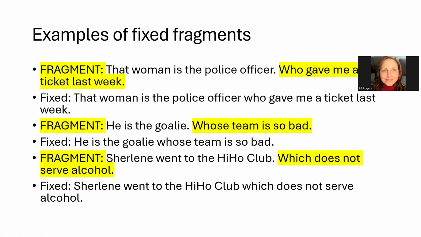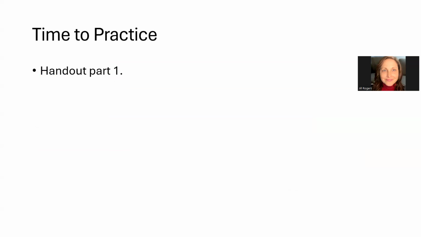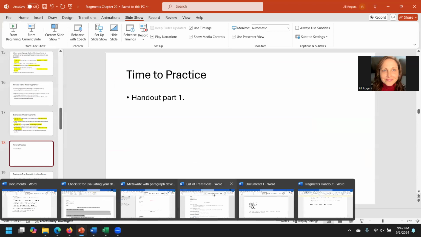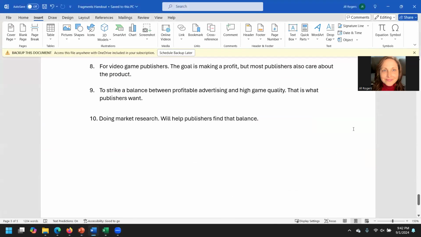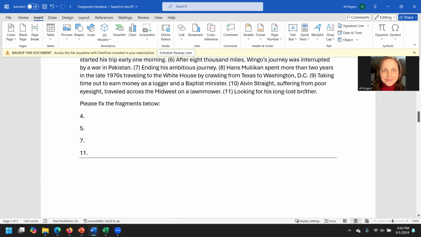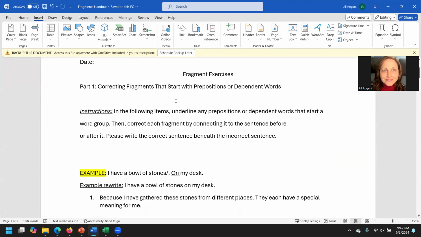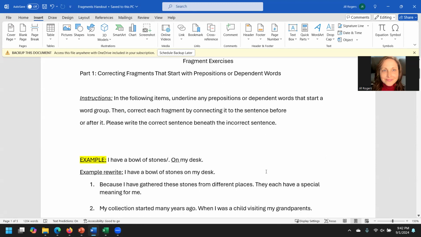And I'll just show you some examples in our practice. So you have the handout. Go to the handout. We'll do some practice together, and then you'll fill out the rest yourself. Okay, let's go to the top. Here we are with part one. This is correcting fragments that start with prepositions or dependent words. I'm going to do a couple of examples for you, and then you get to do it yourself because you do have 10, I think, or something like that.